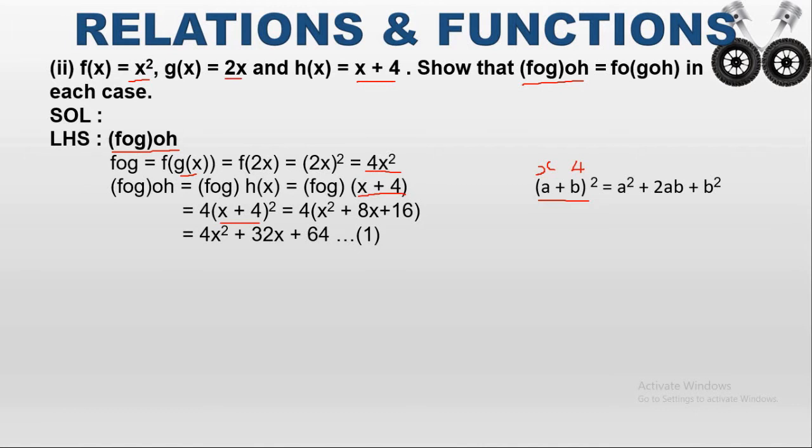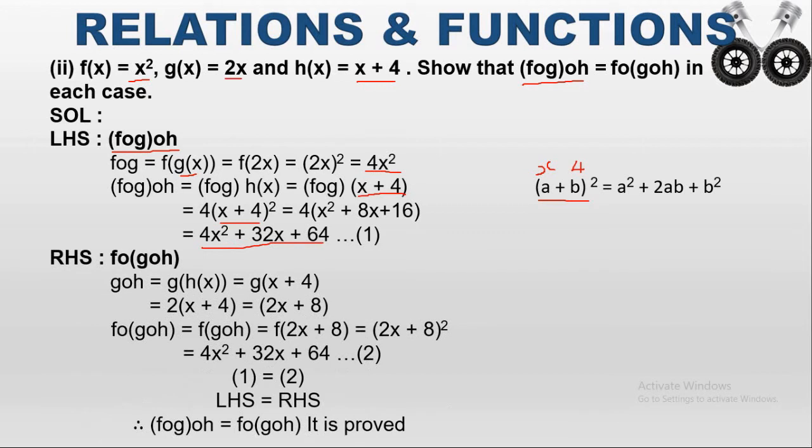So that is the LHS value in equation 1. Next, the RHS value. So what is the RHS? f composition (g composition h). First you have to find the value inside the bracket. What is inside the bracket? That is g composition h, which can be written as g of h of x. The h of x value is x plus 4. So now g of (x plus 4).